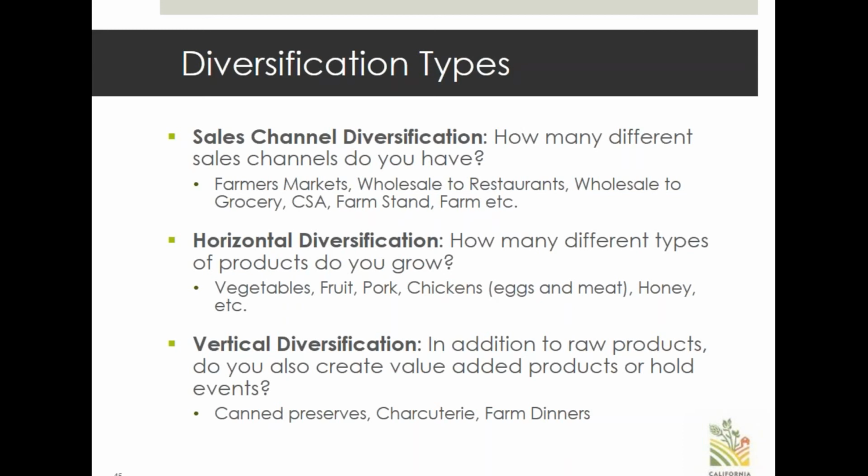Then you have vertical diversification, which is, in addition to the raw products that you grow, what are all the value-added products and other types of things you can do on your farm that you can generate income from? You can do canned products, you can do charcuterie if you have a drying room, you can do farm dinners, you could have weddings, you could have farm stays. There's all kinds of things that are the next level up from just producing raw products that you can also do to diversify.